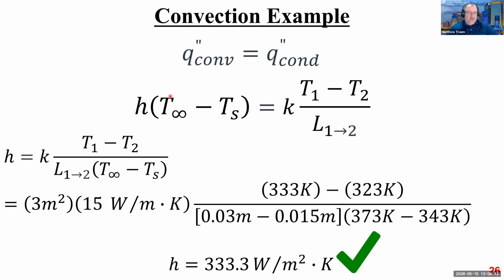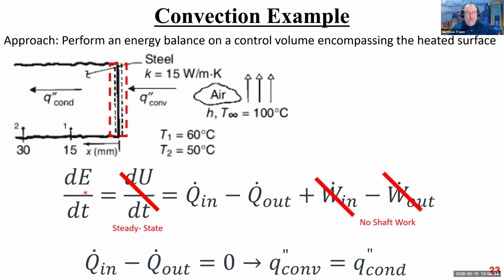So I'm going to take T infinity minus Ts and move it to the other side of the equation. And now I just plug in numbers, I know all these things. Uh-oh, what did I do here? Oh, whoops. Okay, I'll fix this when I post the slides in permanent form.